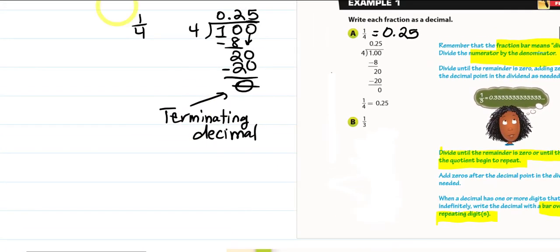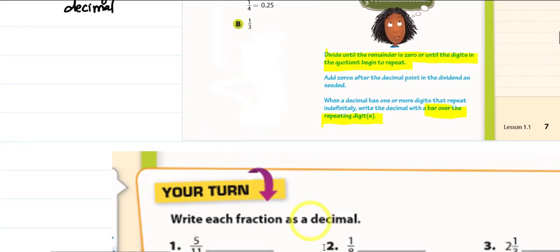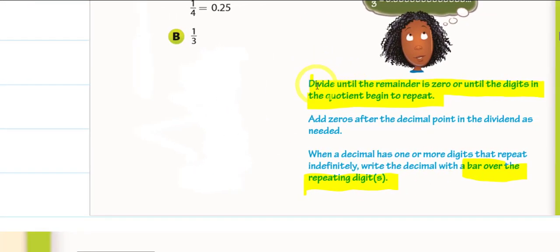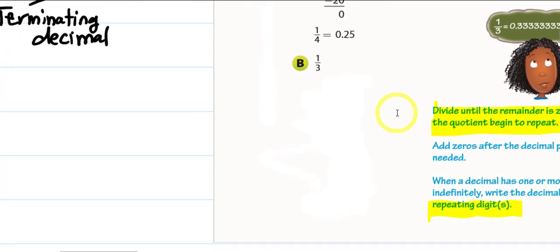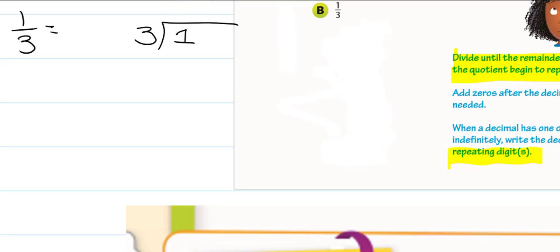Next, we're going to take a look at this next problem, and it is 1/3. So we're going to read the information here to the right, and it says divide until the remainder is 0 or until the digits in the quotient begin to repeat. And let's just start doing that. So 1/3, I'm going to set up a division for that. And I'm going to put the numerator of 1 on the inside and the 3, the denominator on the outside.